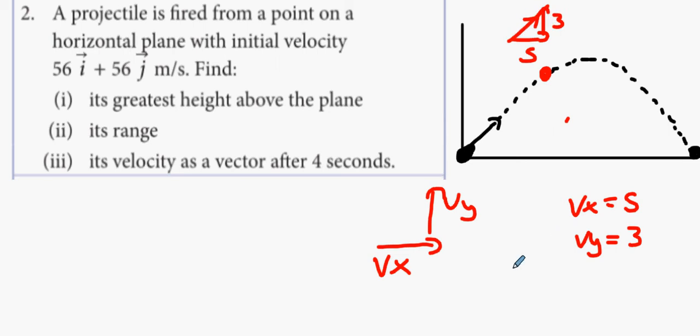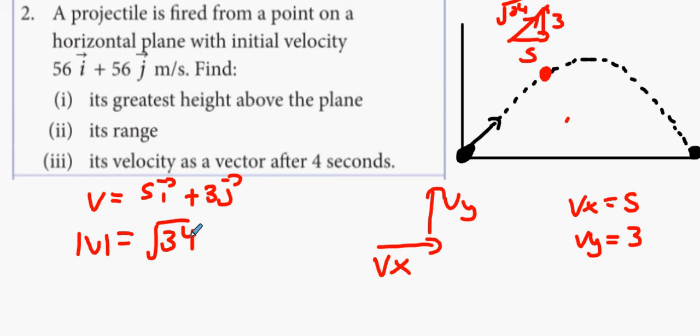You would then do Pythagoras' theorem, and you would say that it's root 34. Its actual speed is root 34, but its velocity is 5i plus 3j. Does everybody get what that means? 5 across, 3 up. But its speed, its magnitude, is root 34. Is that right?